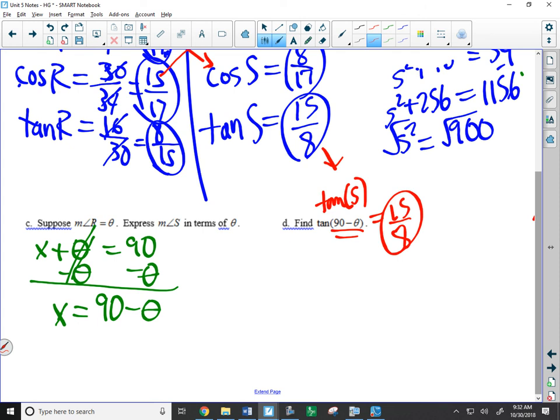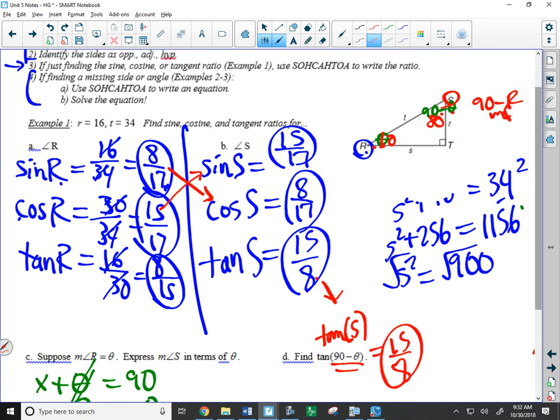Wait, so how'd you get 15 over 8? It was the same as this one. So 90 minus theta, right there, is angle s. That's the measure of angle s, 90 minus theta. So really I just substitute. In place of 90 minus theta, I'm going to replace that and just call it s. And then we already did tangent of s from part B. If you hadn't, then you just do opposite over adjacent and write the ratio.